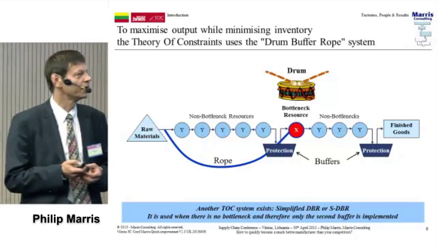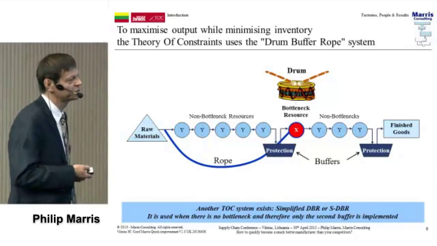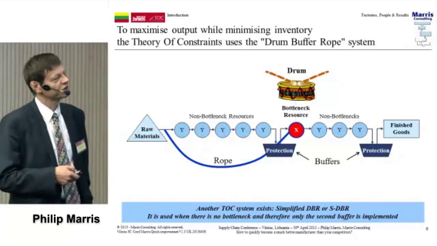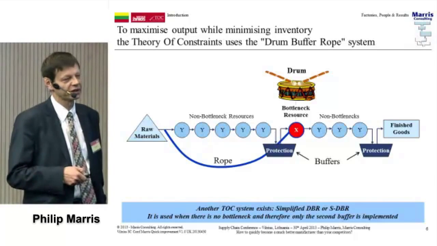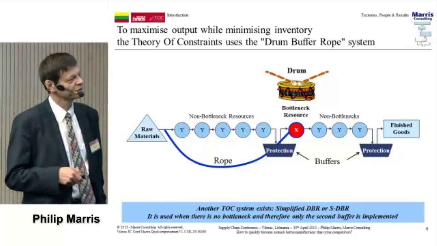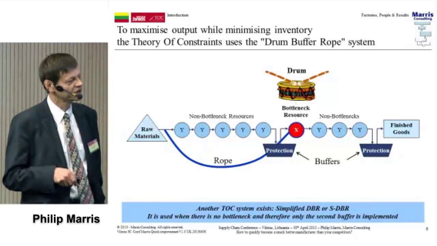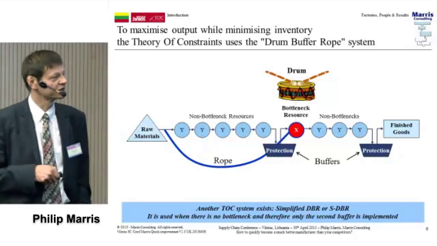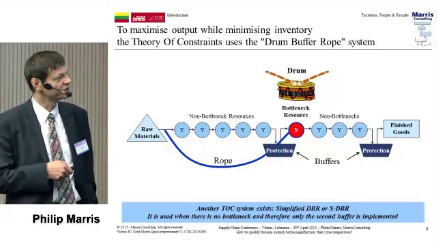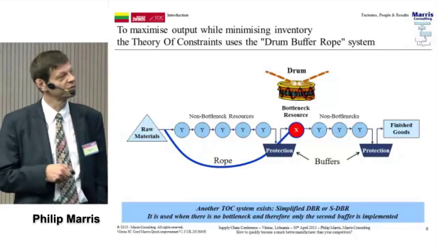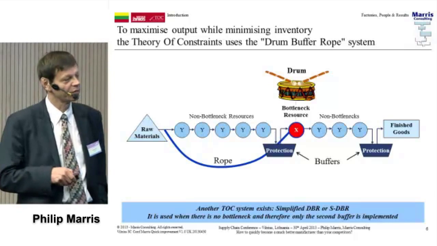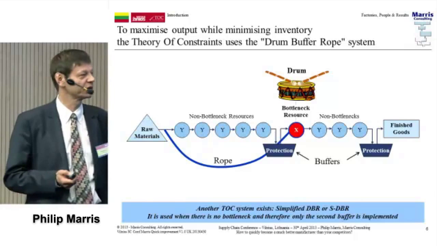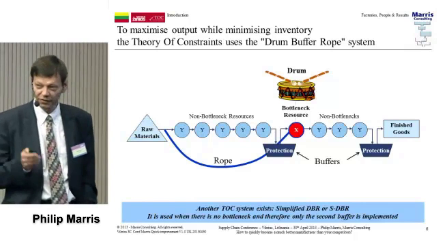incompatible or very different. As I mentioned down at the bottom, if you don't have a constraint in the system, if you don't have a bottleneck, you use the same logic, except you get rid of this protection here because you don't have a bottleneck, and it's called simplified drum buffer rope, or sometimes SDBR. It's exactly the same logic, except since it notices there isn't a bottleneck in the system, it just has a buffer in the shipping dock. Okay?